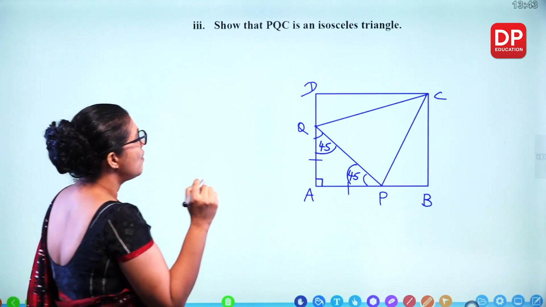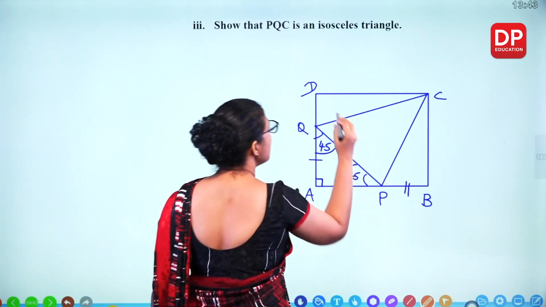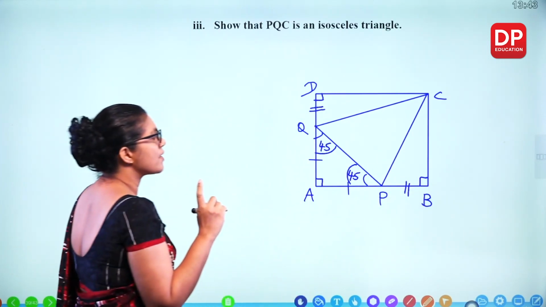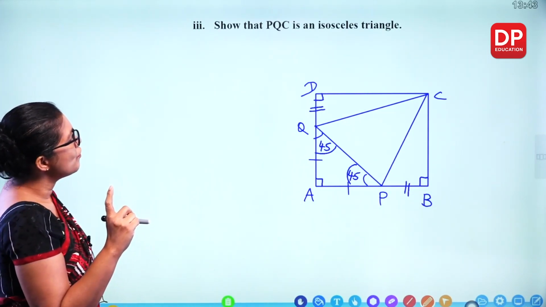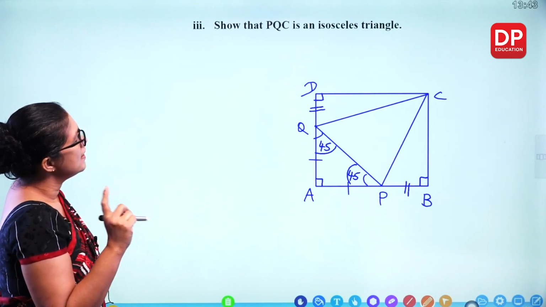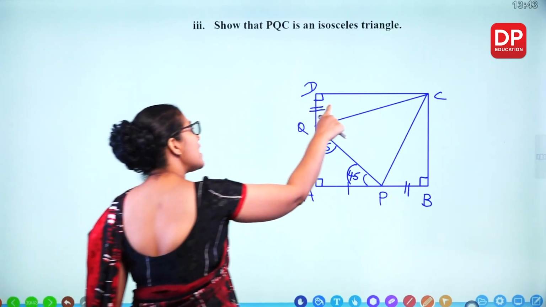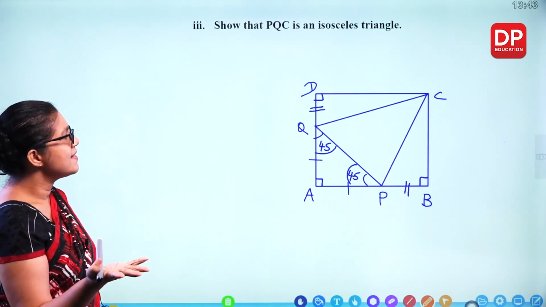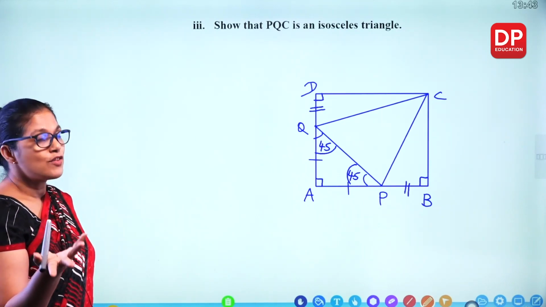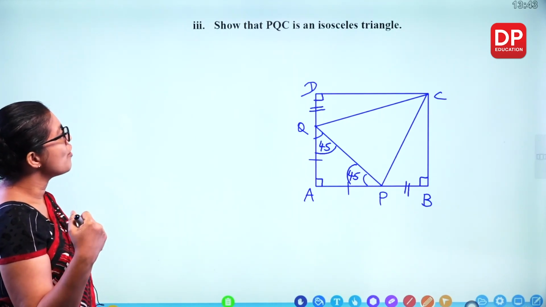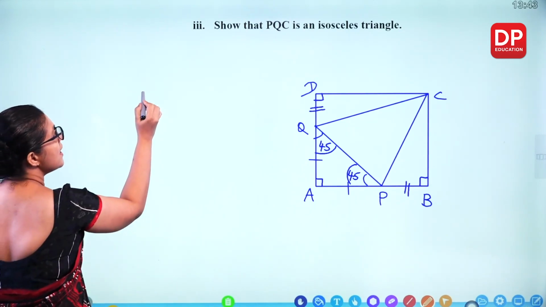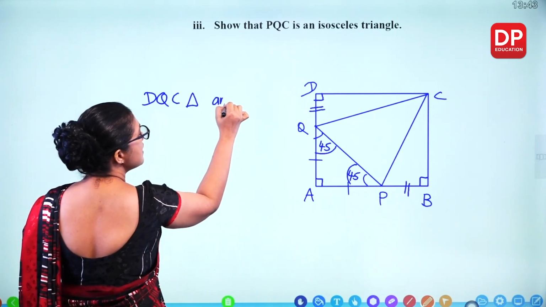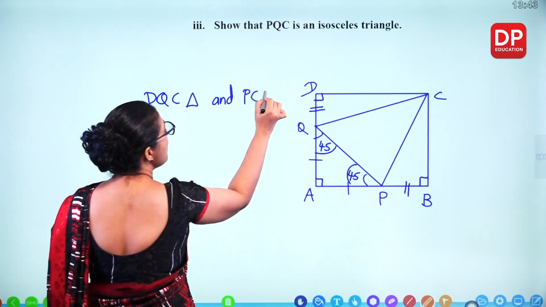And we found out this length is equal to this length from the previous part. So we need to find out, this is an isosceles triangle. If we take these 2 triangles and show that these are congruent, we can easily say CQ is equal to CP. So that becomes an isosceles triangle. So we'll do that. We'll take DQC triangle and PCB triangle.